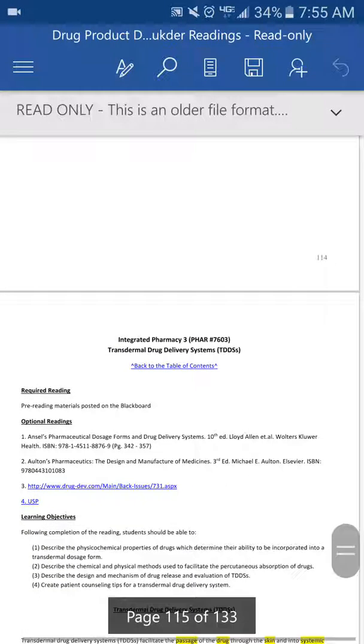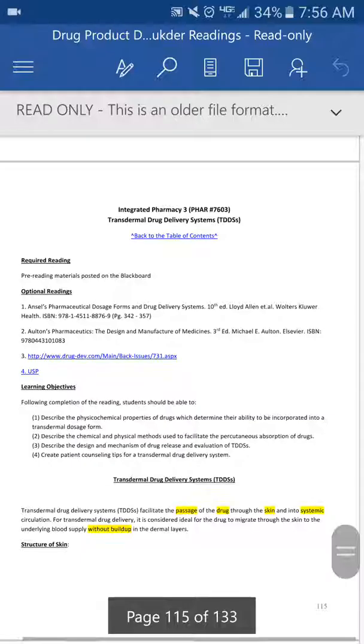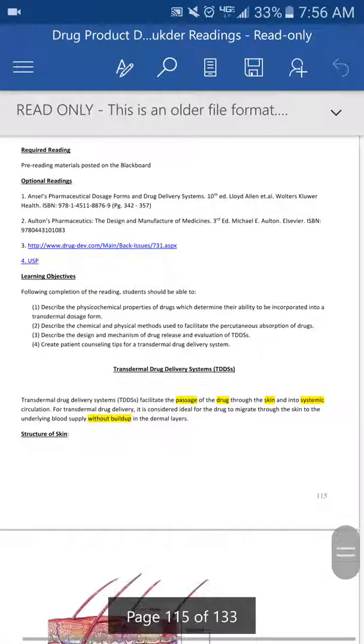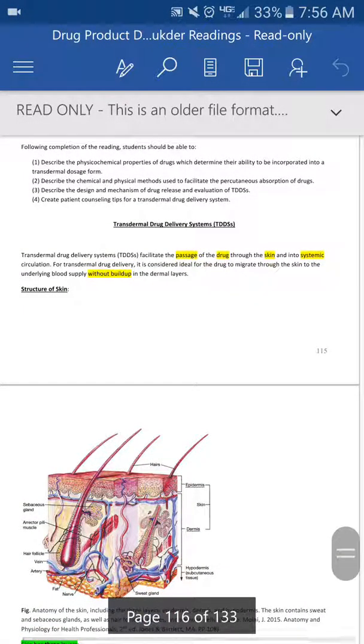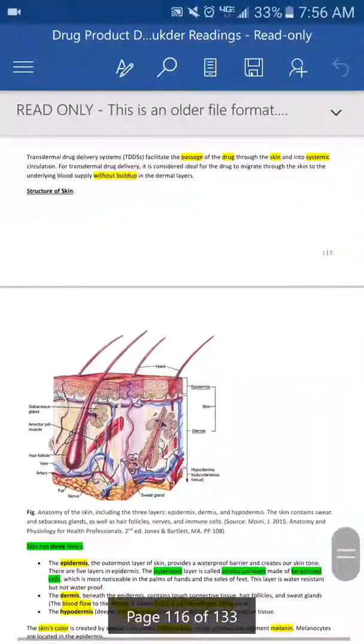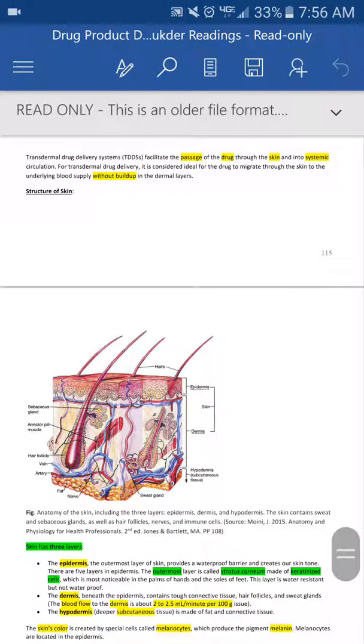Okay, so we're getting to the very, very, very home stretch of this. So we're talking about transdermal drug delivery systems. Pardon my French. But let's talk about them. This is the most interesting one to me, at least. Transdermal drug delivery systems facilitate the passage of a drug through the skin and into the systemic circulation.